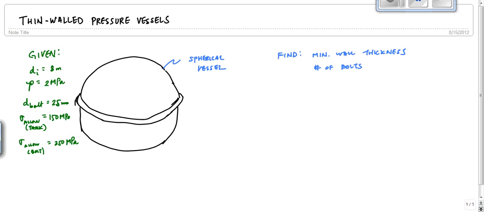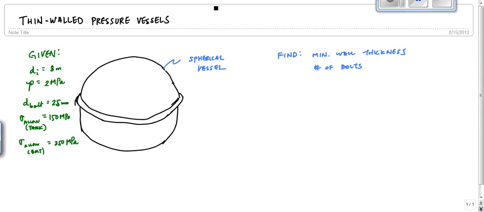The diameter of each bolt is given to us as 25 millimeters, and then we have the allowable normal stress of the tank material, which is 150 megapascals, and the allowable normal stress of the bolt material is 250 megapascals. We want to find the minimum wall thickness and the number of bolts.